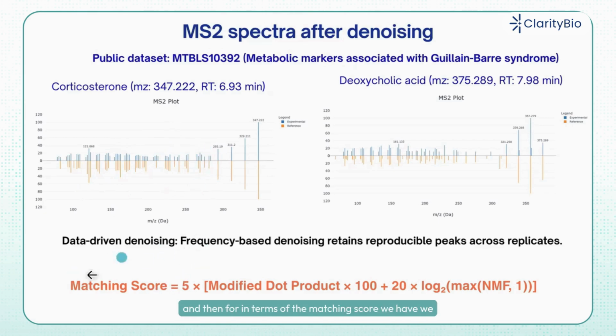So in terms of the matching score, we have a composite matching score that is based on a modified dot product. Dot product is something that most algorithms will use, but we also give some weightage to how many matching fragments there are, the number of matching fragments. And then this component goes from 0 to 100, and the second component goes from 0 to 100 or 120 or so. So as a result, the composite score can go from 0 to 1,000. And what we have seen is that any match that is above a score of 700 is a highly reliable match.